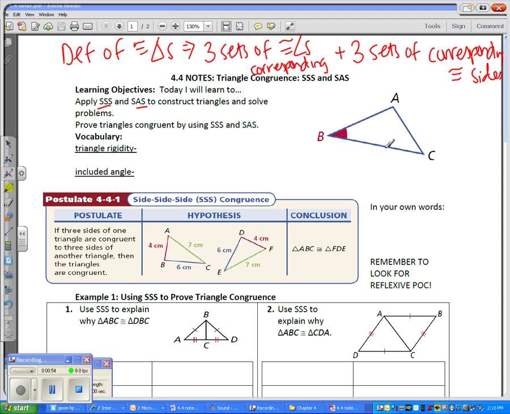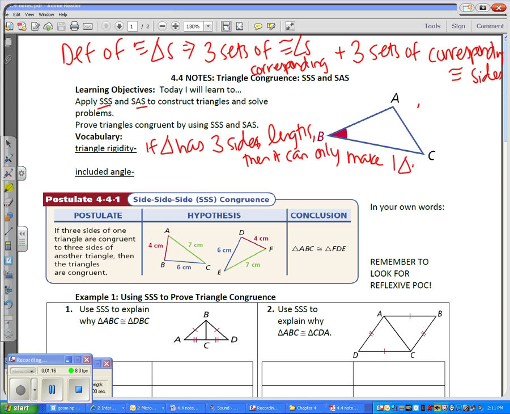Basically, because triangle sides are rigid and not flexible, if a triangle has 3 side lengths, which they all do, then it can only make that one triangle. So basically what I'm saying is, if I told you, for instance, that this side was 4, and this side was 6, and this side length was 7, no matter which way I turned this triangle or how hard I tried to bend these sides, it will only make this shape. It will only make this triangle, regardless of if I rotate it around.